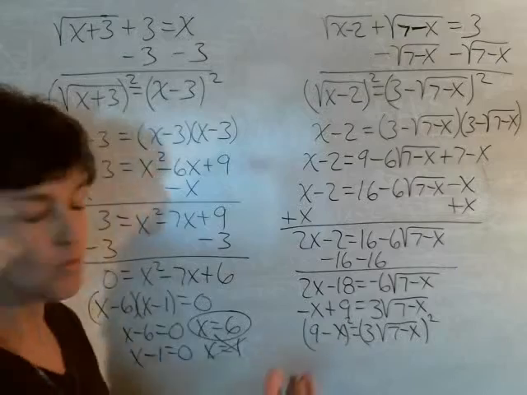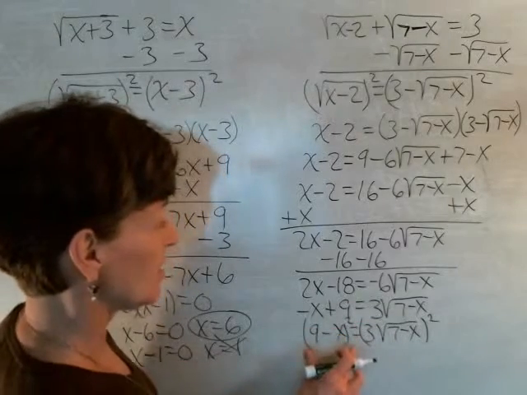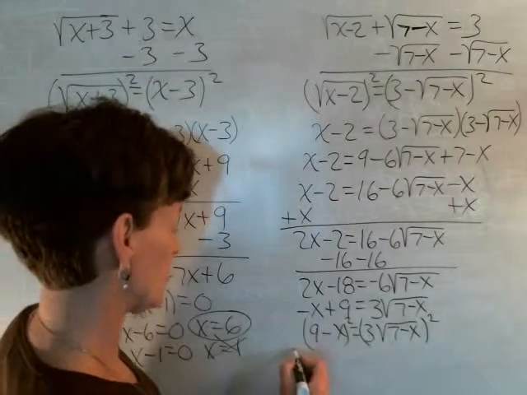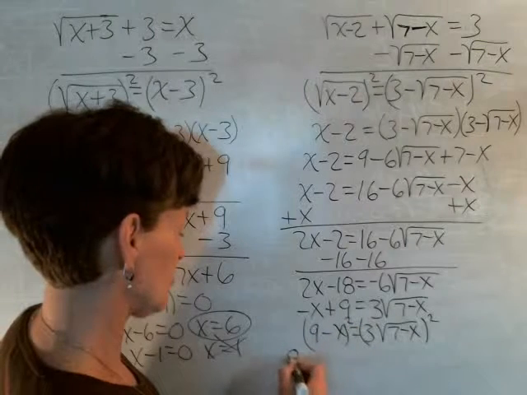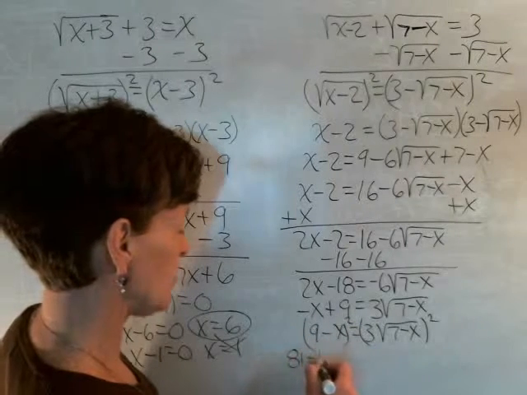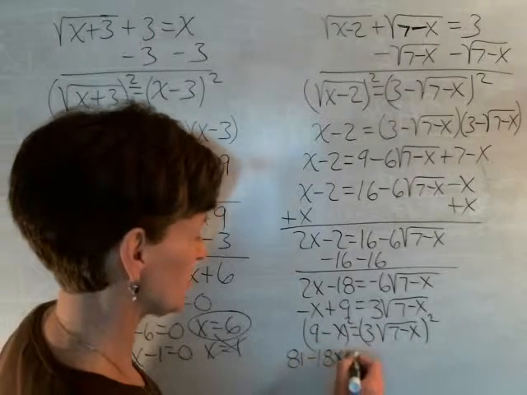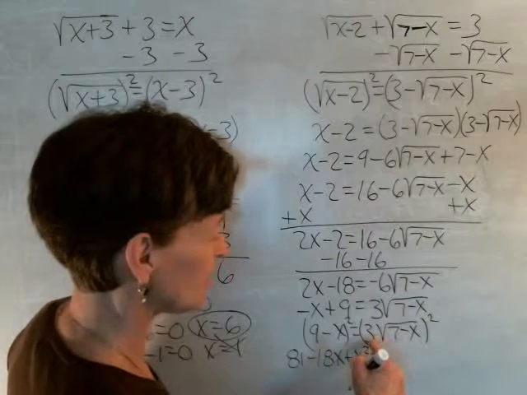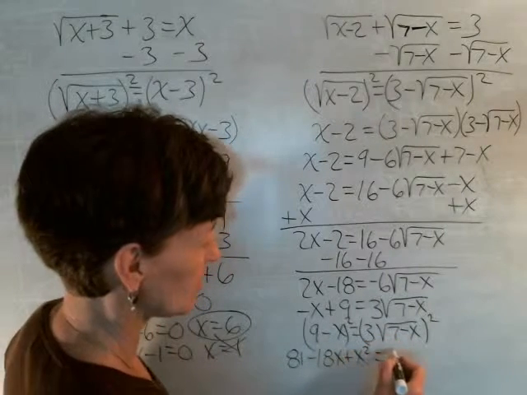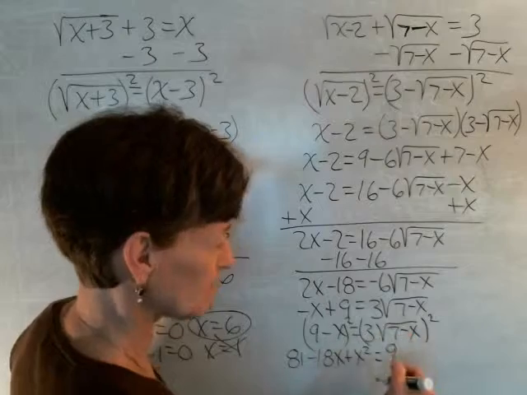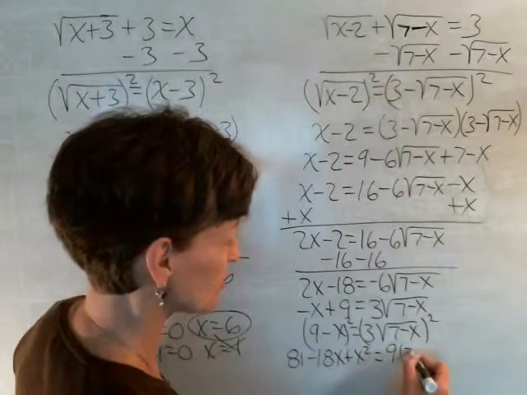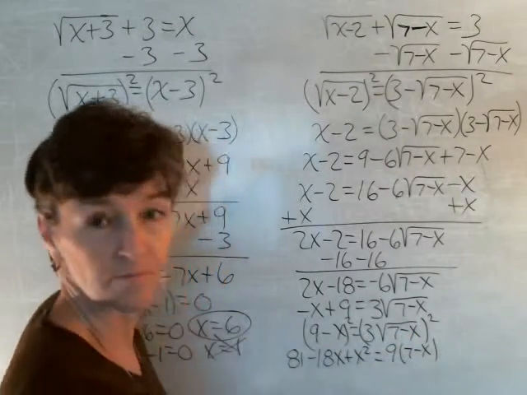All right? Now, when I square both sides here, I have a binomial over here. I'm not going to write it out. I'm just going to write it like this. 81 minus 18x plus x squared equals, and then here I have to square both of these. 3 squared is 9, and then the square root of 7 minus x squared is just 7 minus x.